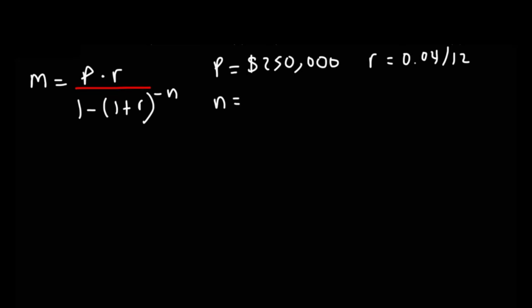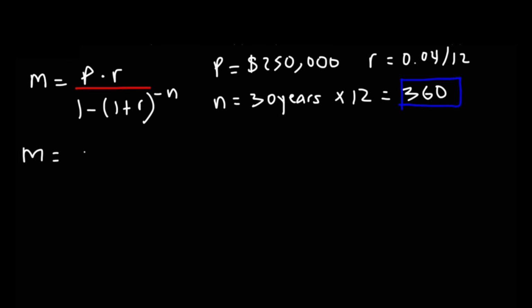Now, n is going to be 30 years times 12 months. So she's going to make a total of 360 monthly payments. Each year she's going to make 12 payments, and she's going to do it for 30 years. So in 30 years she's going to make 360 monthly payments. So that's our n value. So now let's plug in everything into this formula.